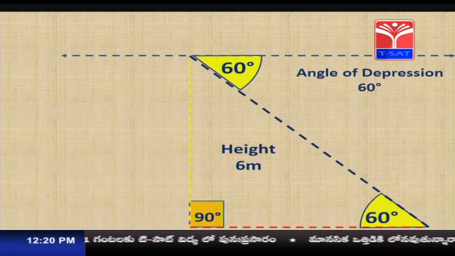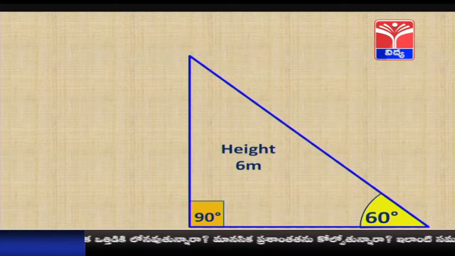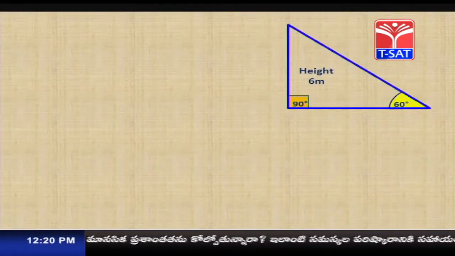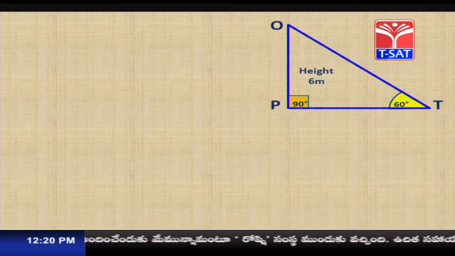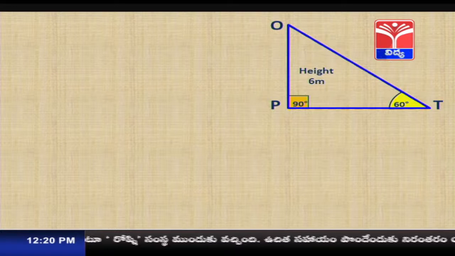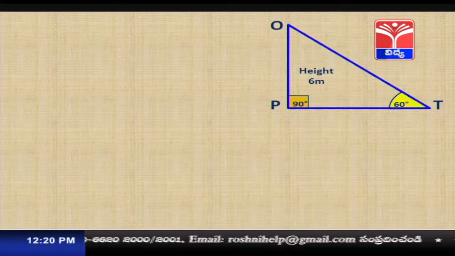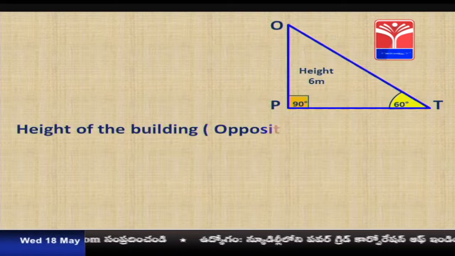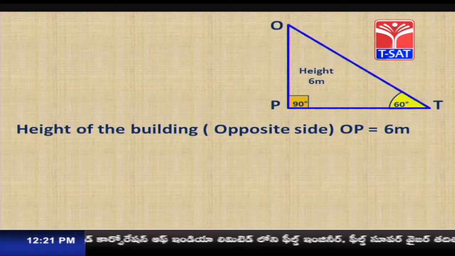This is going to become 60 degrees. This is a right triangle, please see. Now, let me give the vertices O, T and P. P is the foot of the perpendicular, T is the point of target, O is the point from where the person is going to shoot. That means, you can say point of observation also. So, now please see the height of the building, that is the opposite side, OP is equal to 6 meters.